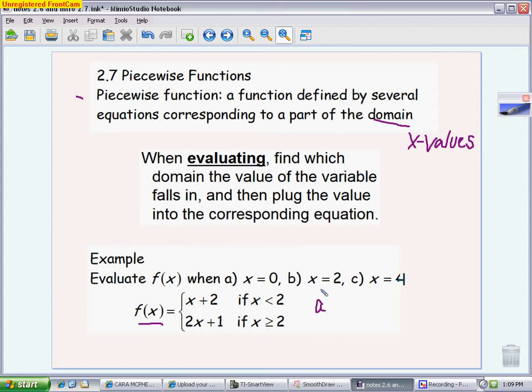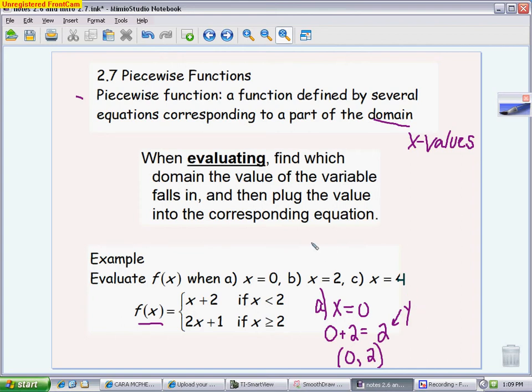So for letter A, it wants to know when x is 0. So the decision you have to figure out is, is 0 less than 2 or is it bigger than 2? Obviously it's less than 2, so you go to this equation. When you're doing this, you are simply plugging in this number for x. So you would have 0 plus 2 equals 2. This answer right here, this is your y value. So another way to represent it is the point on your piecewise function graph will be the point (0, 2). When you plugged 0 in, you got 2 out.